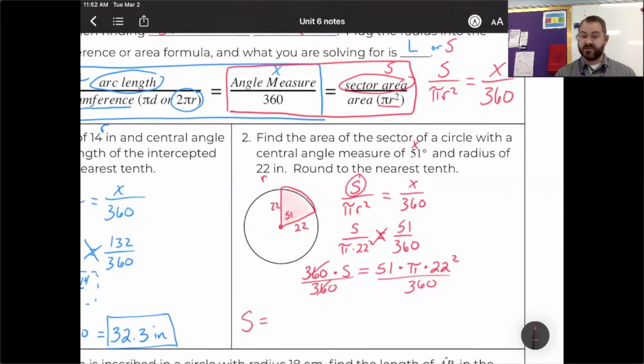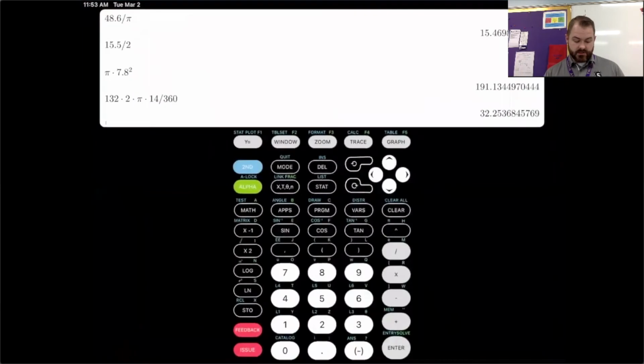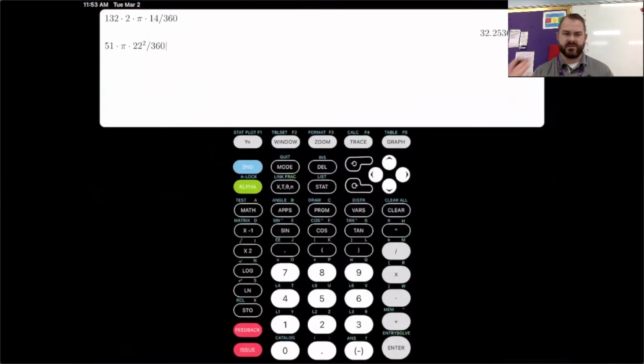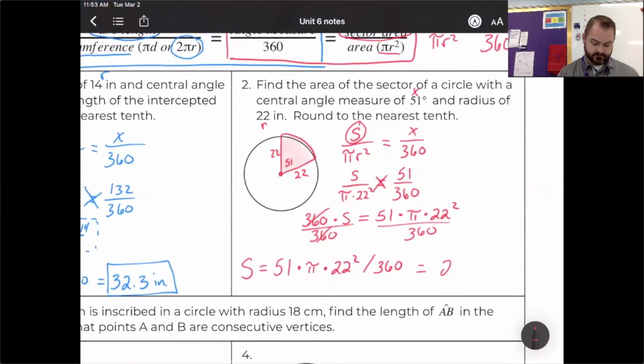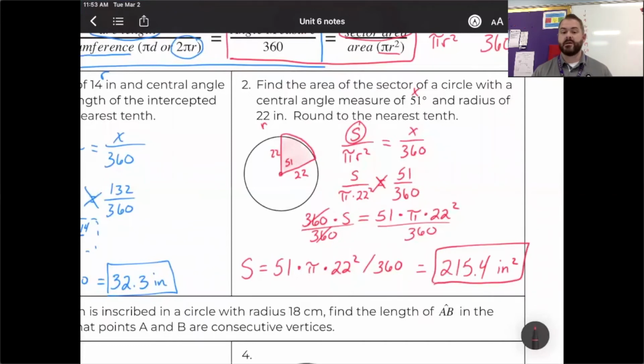And so we can type it in the calculator just like this, 51 times pi times 22 squared divided by 360. Now, if you were doing these calculations one at a time, you would have to start with the 22 squared. Remember your order of operations. But most graphing calculators and scientific calculators will do that for you if you enter it just like this. So that was 51 times pi times 22 squared divided by 360. As long as we're not dividing that exponent by 360, we're okay. And that's about 215.4. But this is an area measurement, so I want square units. Our units are inches, so that's square inches. Okay, so let's keep on going.